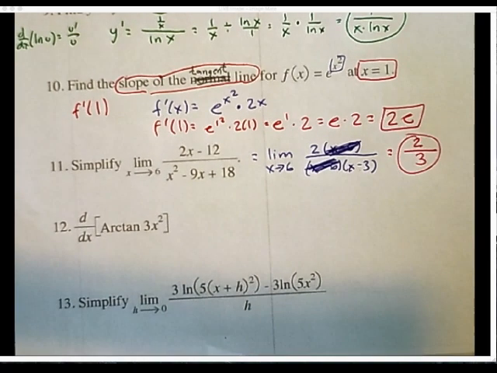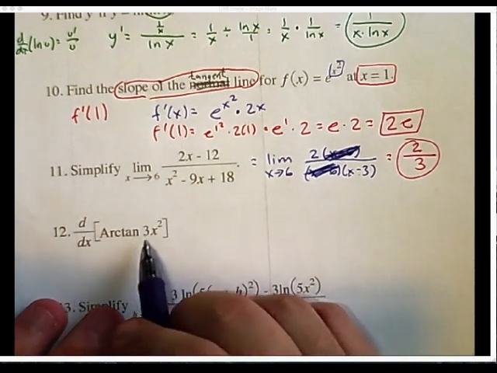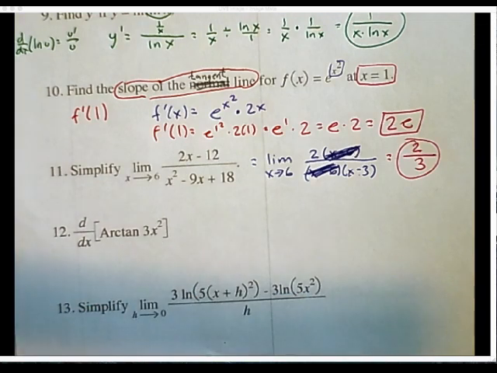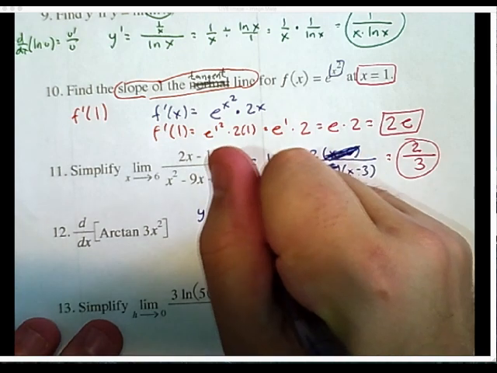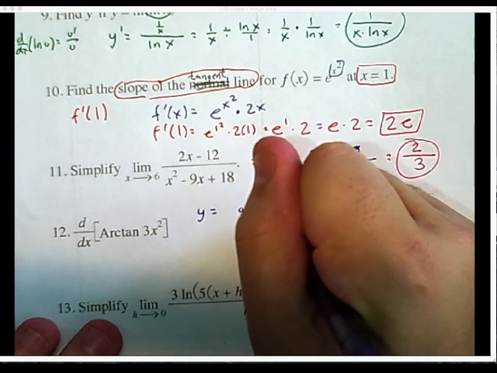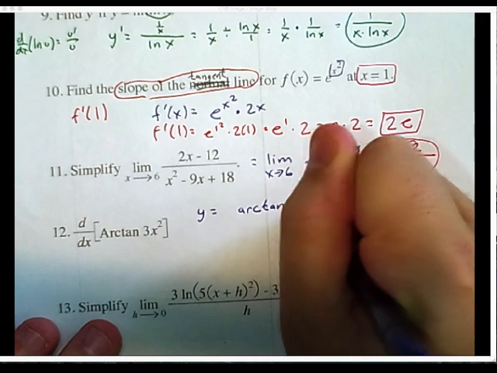Number 12, another review question. They want to know what the derivative of arctan of 3x squared is. So I'm going to start by writing y equals arctan of 3x squared.